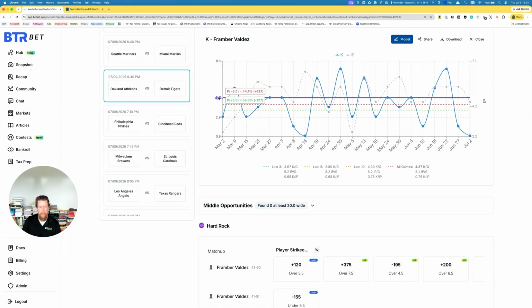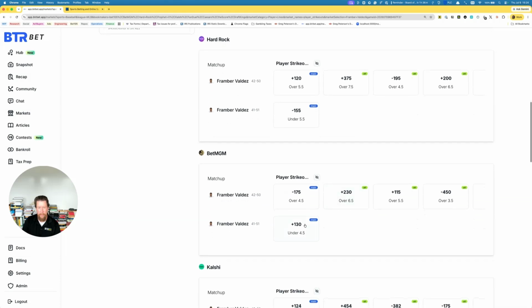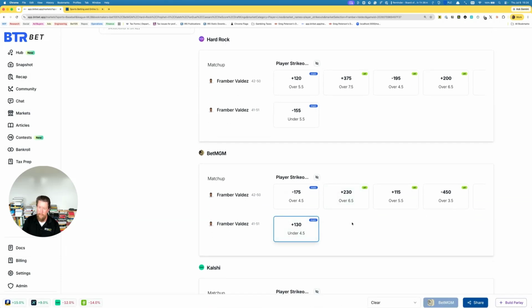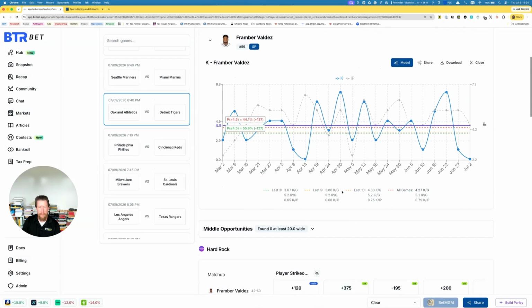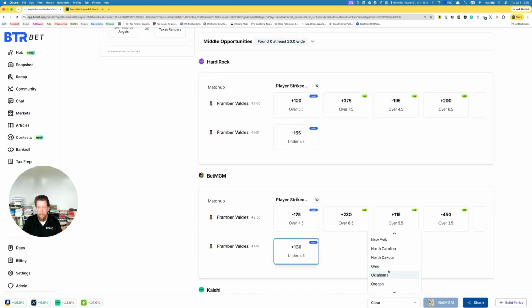So let's look and see if I can get that under 4.5 at a price better than minus 127. If I can, I'll take that. If I can't, I'll just take the best price I can get at under 5.5. Oh yeah, under 4.5. I bet MGM. I like that. I think that's worth something.